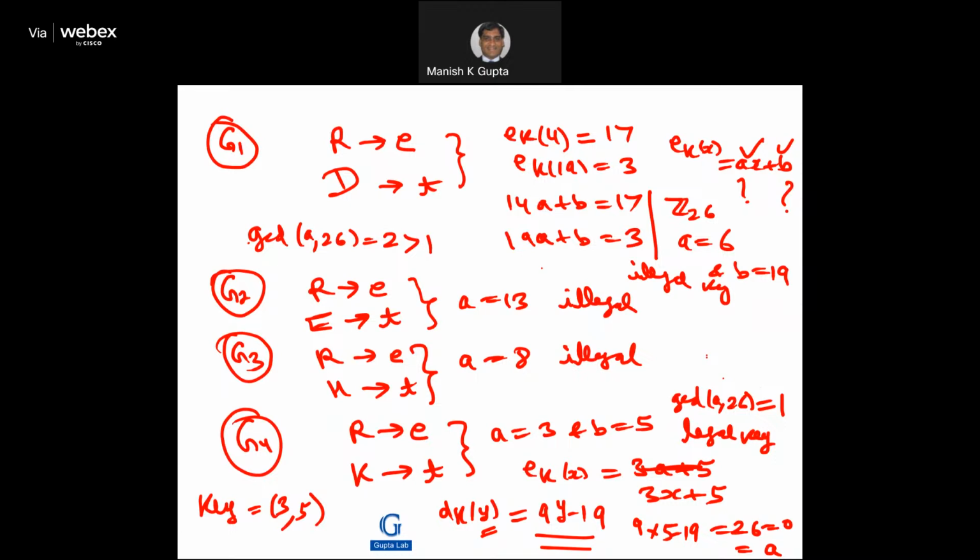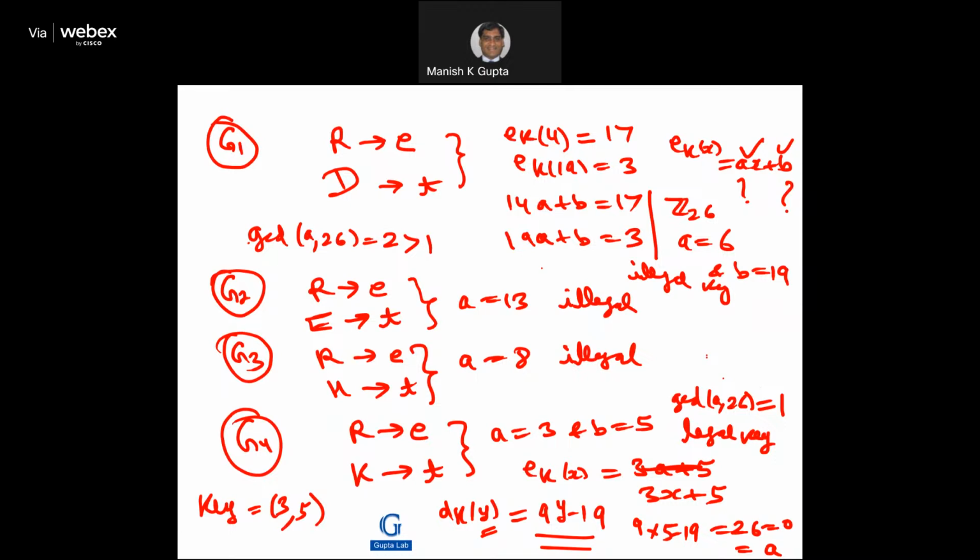Then, if you take R is equal to E, so in the fourth guess, and K is equal to T, we get A is equal to 3 and B is equal to 5, and GCD of A and 26 is 1 now, right? Because GCD of 3 and 26 is 1. So that means this is a legal key. So we have found the key. A is equal to 3 and B is equal to 5. So key is 3 comma 5.